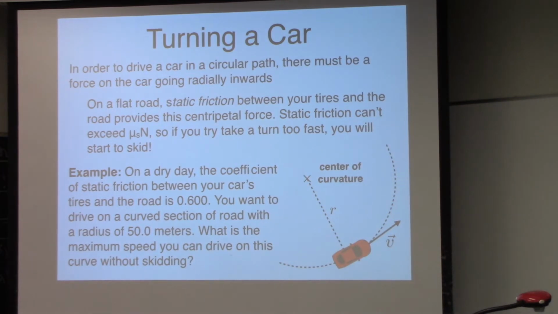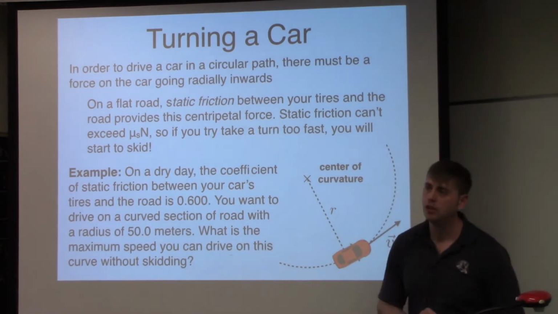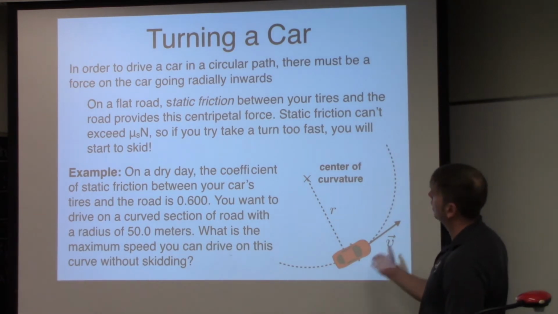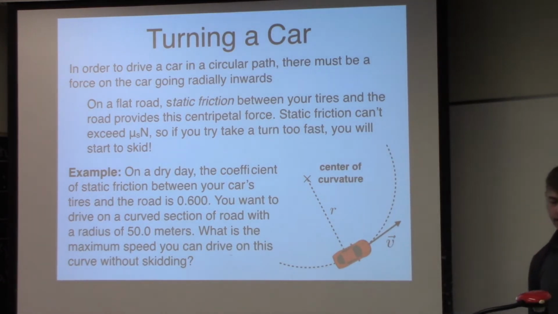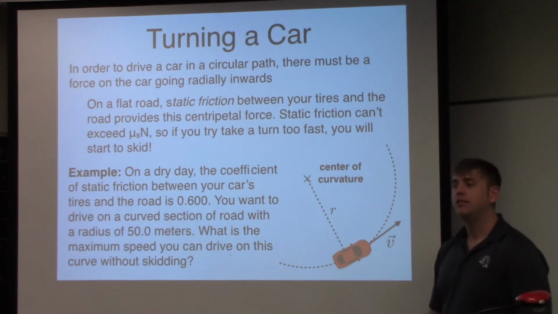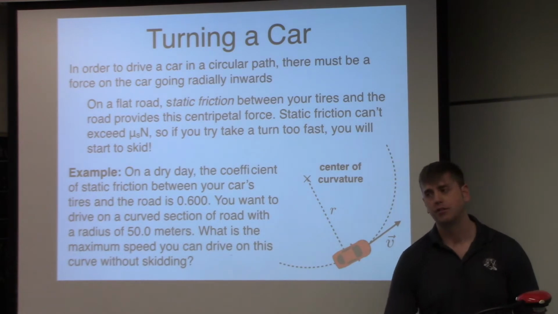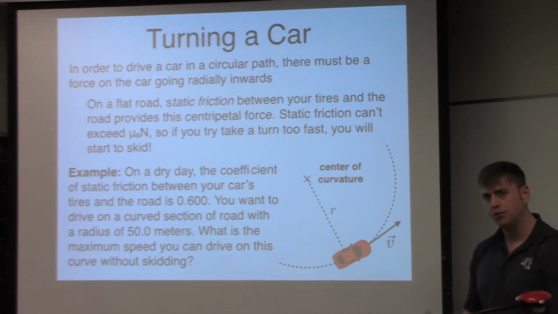So the question is, how does this actually work? What is it that's providing that force that points in towards the center of the circle when you're driving your car on a curve like this? And it turns out the answer is static friction between the tires of your car and the road. Now, initially it might seem weird to think that static friction has anything to do with this because, of course, the car itself is moving.